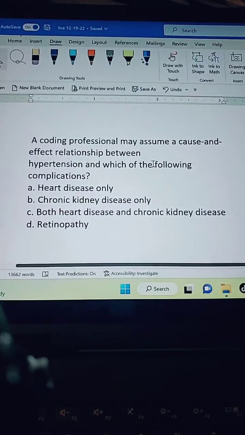What is the causal effect of hypertension?